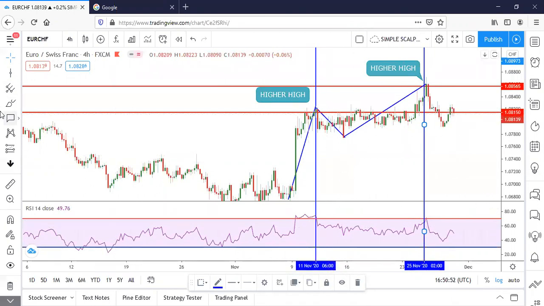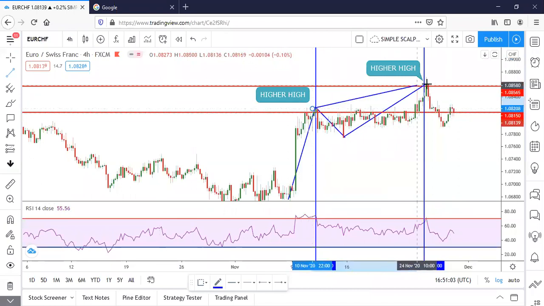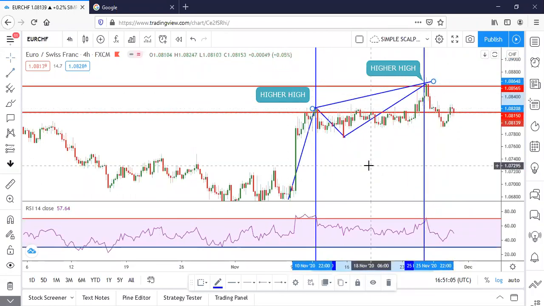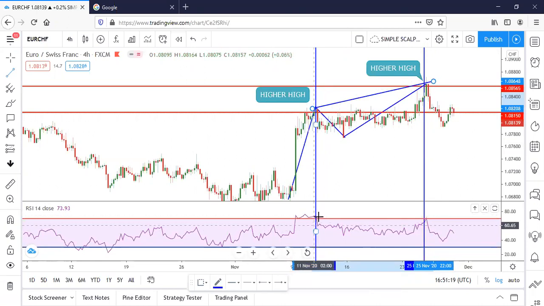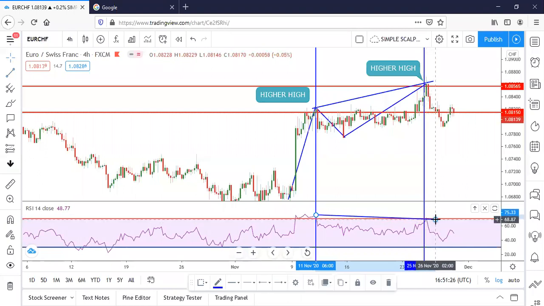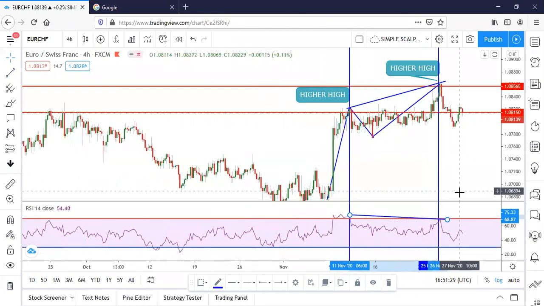Now look at this one. Can you see? So once you have these two vertical lines, you want to connect the two areas together. You want to connect this high with this high. Can you see? This one slopes up, showing that price is going up. And you want to connect your indicator as well. So from where you have this vertical line, connect it down, where you have this indicator as well. Can you see? Is this making some sense to you guys?